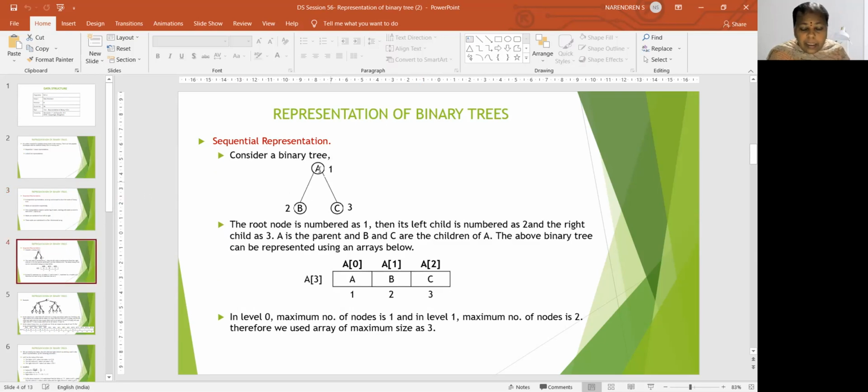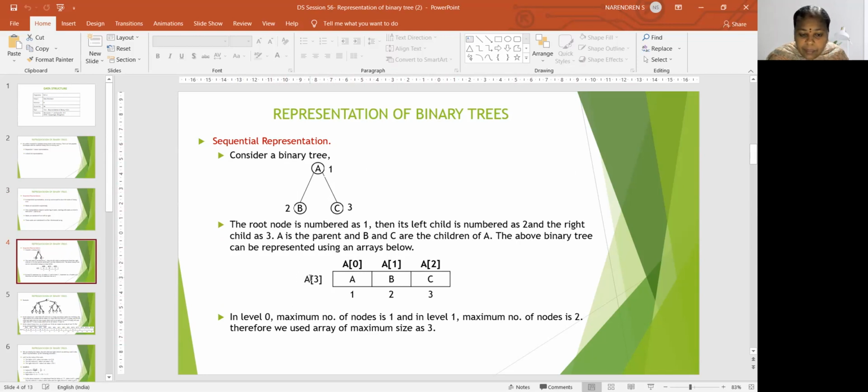For example, consider this binary tree. It's a very simple binary tree because A is the root node and it has two children, B and C. The root node is numbered 1, its left child is numbered 2, and the right child is numbered 3. A is the parent, and B and C are the children of node A. The above binary tree can be represented using an array like this.